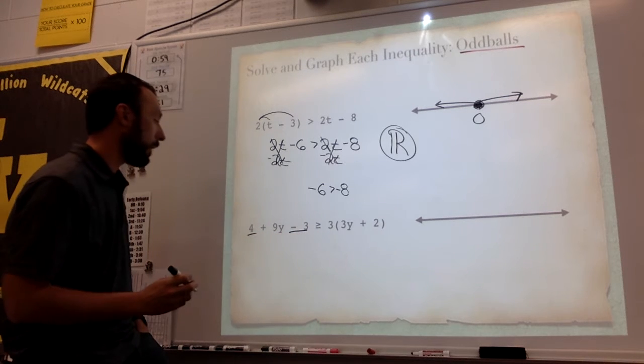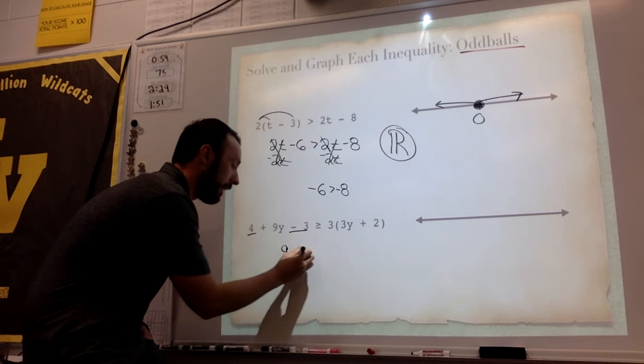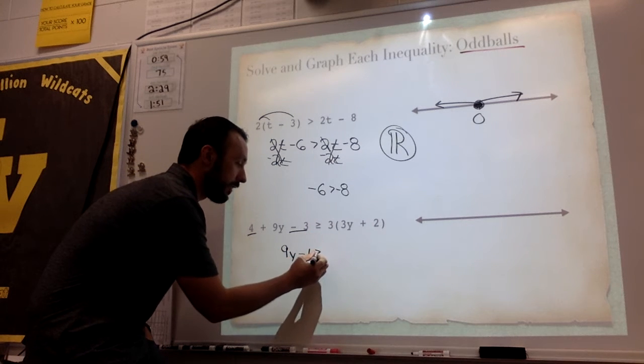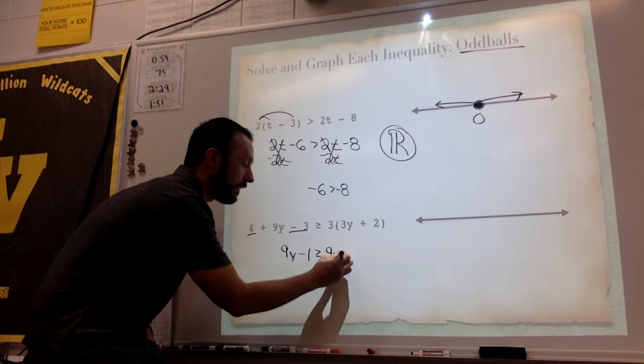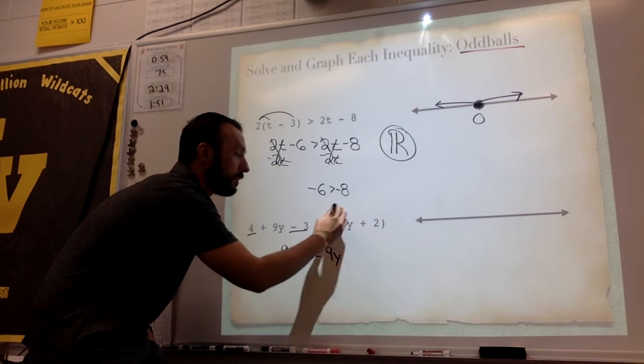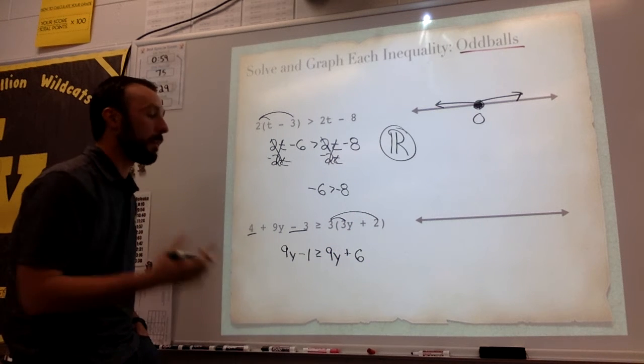So I have 4 minus 3, so that's 1. So I have 9y minus 1 is greater than or equal to 3 times 3 would be 9y. 3 times 2 would be 6. And at this point, we can keep going, but maybe let's stop for a second.